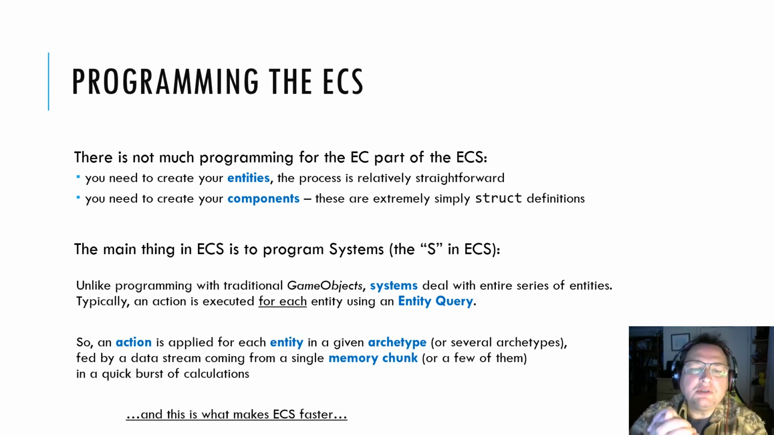So an action in the system is applied for each entity in a given archetype or several archetypes, fed by a data stream coming from a single memory chunk or a few memory chunks in a quick burst of calculations. And this way in which multiple entities or the data components are processed by a fast system working for each iteration, this is exactly what makes ECS so fast.